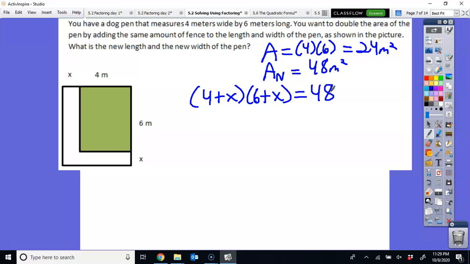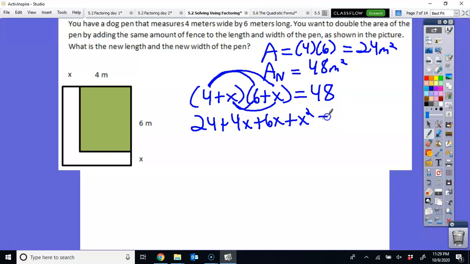This is an equation, but it's not equal to 0. So this is where you're going to hate Mr. Harrison, because what you're going to have to do here is you're going to have to actually multiply 4 times 6, get 24. Multiply 4 times x, get 4x. Multiply x times 6, get 6x. Multiply x times x and get x squared.